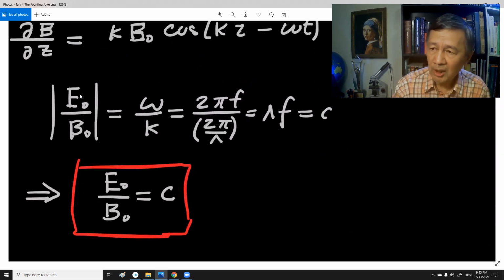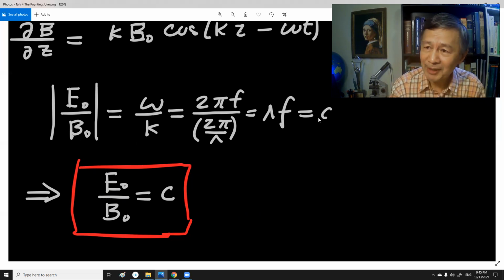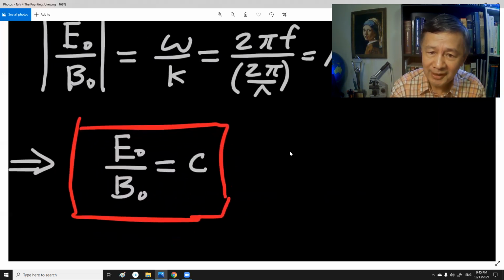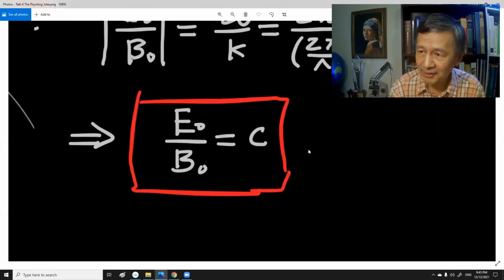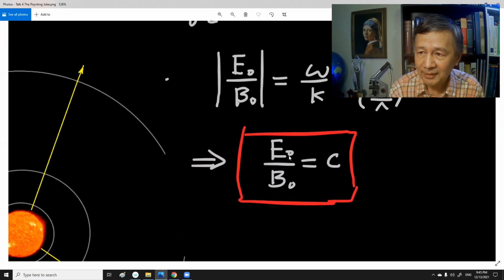So the ratio of the magnitude of the electric field to the magnitude of the magnetic field must be equal to omega divided by k. Omega is the angular frequency and k is the wave number. So eventually you will obtain that this ratio is exactly equal to the speed of light. So these constraints you must take into account in order to use the Poynting vector as energy flux.